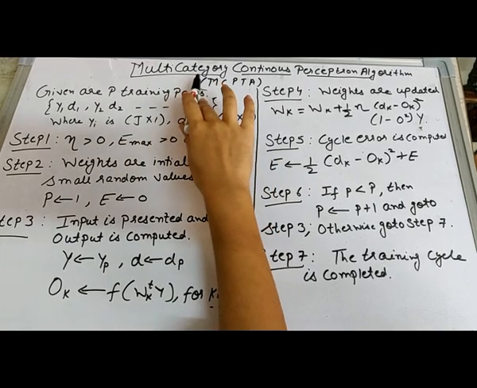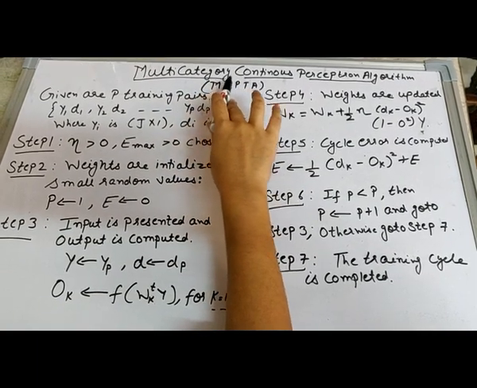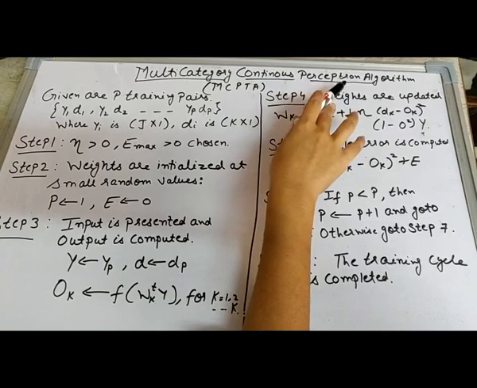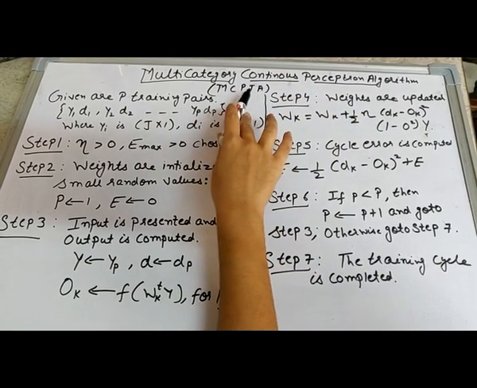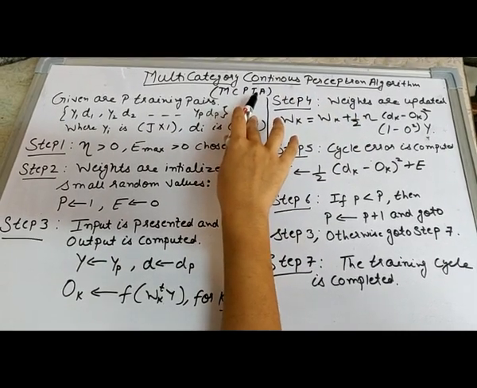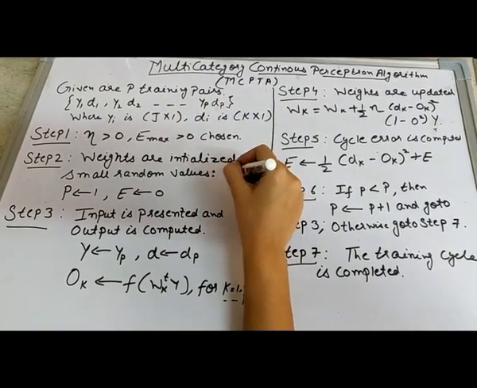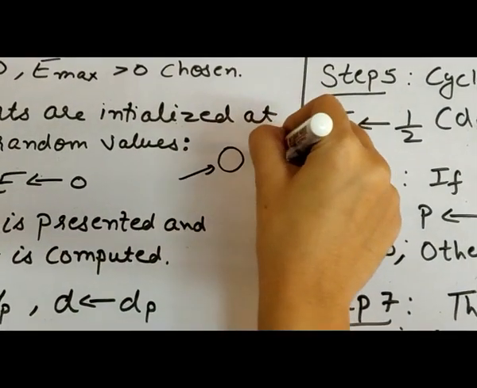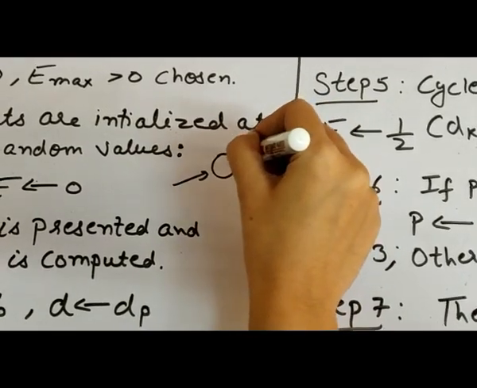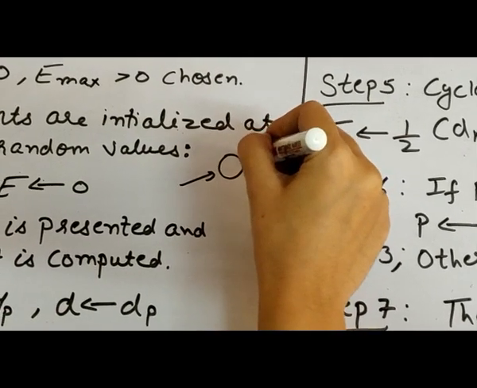Hello friends, in this lecture we are going to learn about the multi-category continuous perceptron algorithm. Now the multi-category continuous perceptron algorithm is actually based on multi-layer. In the multi-layer concept we have the input layer again, we have the output layer again, but in between we have some layers which are hidden.